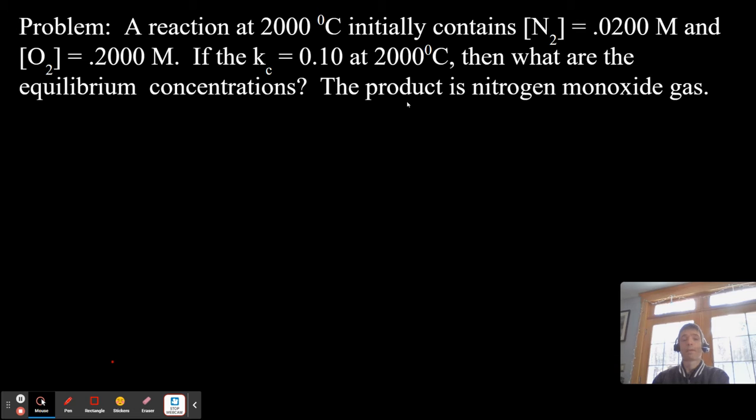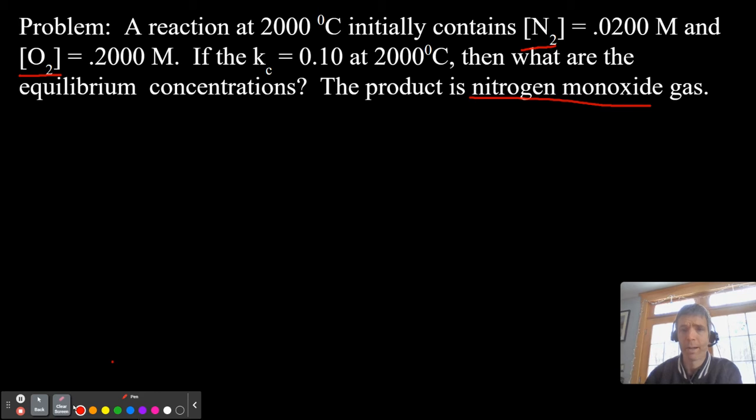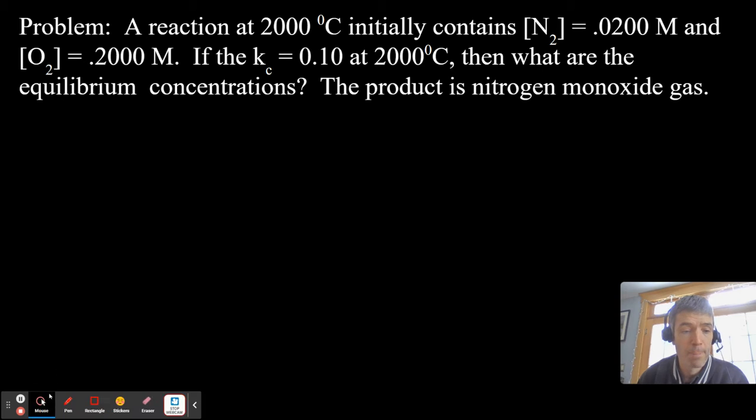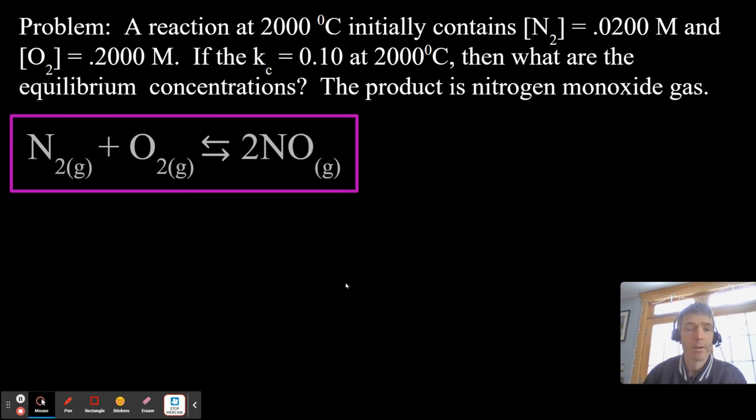All right. Here's our problem. Now, the first thing we want to know is our equation. I read the problem. Boom, nitric oxide, that, and that. Those are my species involved in the reaction. And I'm going to write an equation. Well, it's going to be N2 plus O2, nitrogen N, monoxide O, and I'm going to need two of them. All right, here it is.